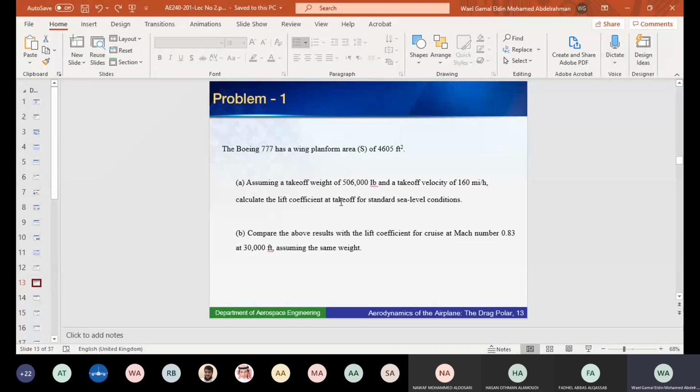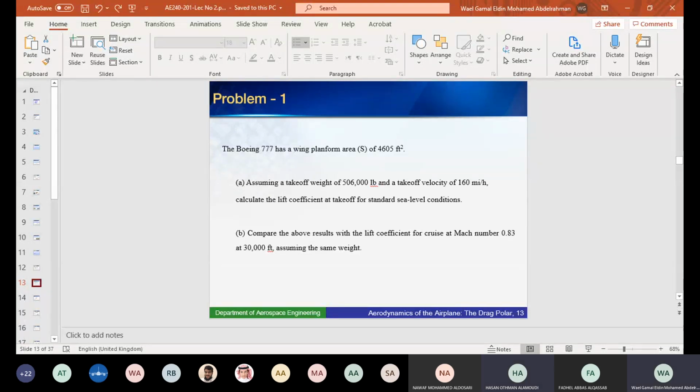So it's required to calculate CL. And then it's required to repeat the whole thing, calculate CL again, but for when the aircraft is cruising at Mach number 0.83 at 30,000 feet, assuming the same weight. Now that should be a very simple problem for an A220. I mean, trivial, I would say, so why is he bringing this? There is a point that I need to raise after we solve the problem. So any suggestions? How are we going to calculate CL for part A?